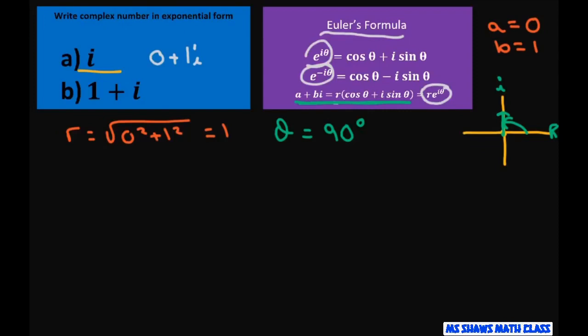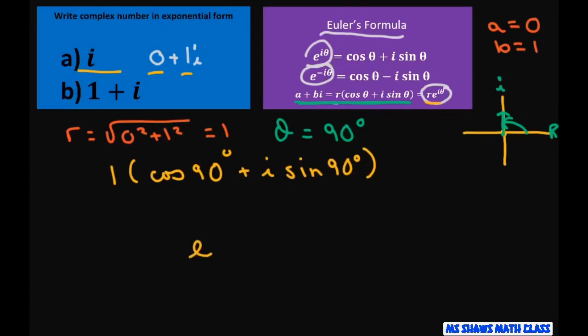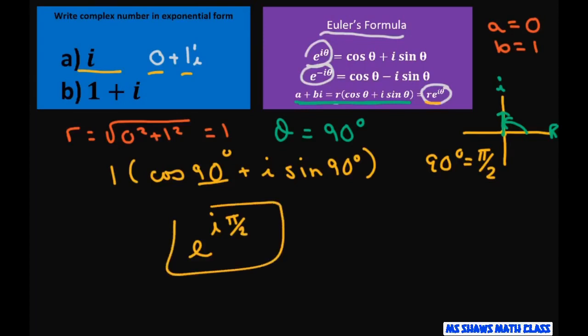So the way you would write it is 1 times cosine of 90 degrees, which we know is 0, plus i sine of 90 degrees, which is 1. And then just write it in this form, which is going to be e. 1 times e is just e, so e^(i·90 degrees), and we're going to write this in radians. So 90 degrees equals pi divided by 2. Looks better, so let's write pi divided by 2, and that's your answer for that one.